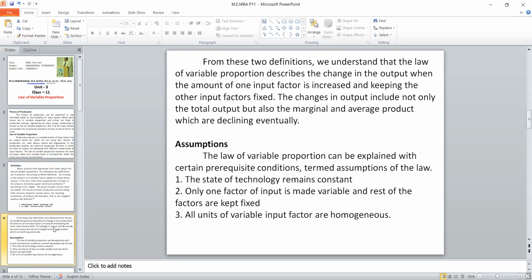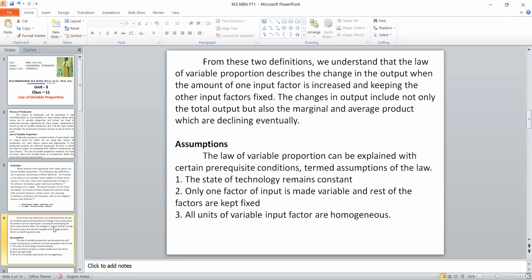And the last one, the more important assumption: all units of the variable input factor are homogeneous. Here the variable input is labor. So one laborer's skill is equal to the other laborer's. We are assuming it is not, but we are saying it is homogeneous. They are identical. By keeping these three assumptions: technology constant, only one input is variable, and that variable input is homogeneous in nature.